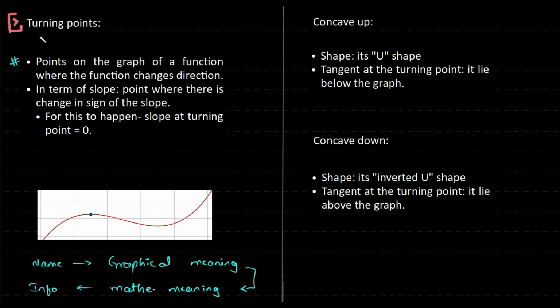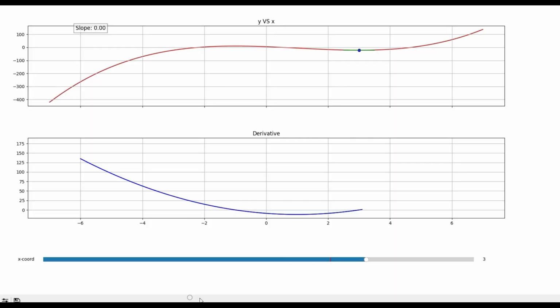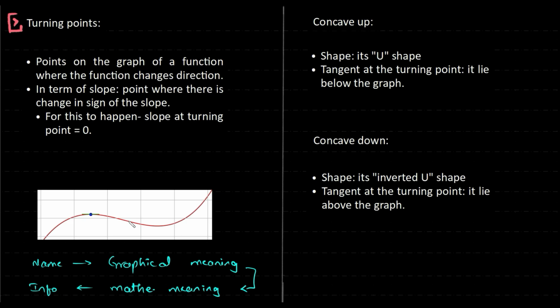The first terminology is turning point. It is a point on the graph of a function where the function changes direction. That is, in terms of slope, a point where there is a change in sign of the slope. For this to happen, the slope at the turning point has to be 0. So let's understand this. I have the required graph over here. It's the same graph as what we have written or pasted over here.